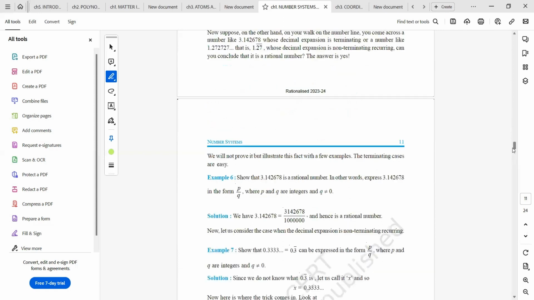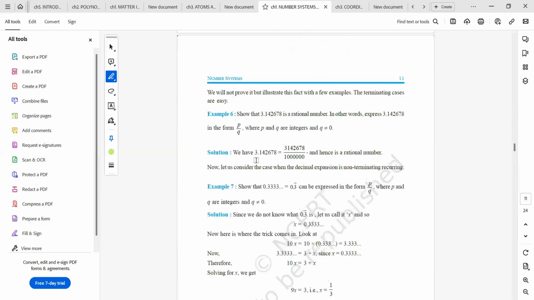So these are just examples you can try. Here you have 3.14. This is not endless, so we can put out the decimal and write it in the form of a ratio. So this is a rational number.